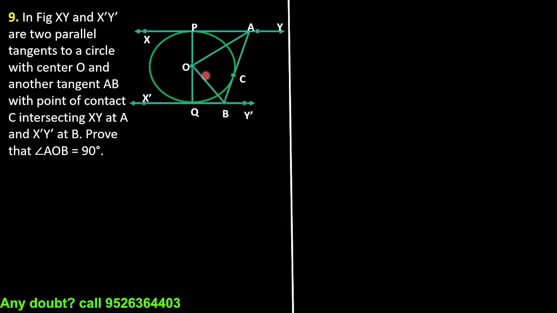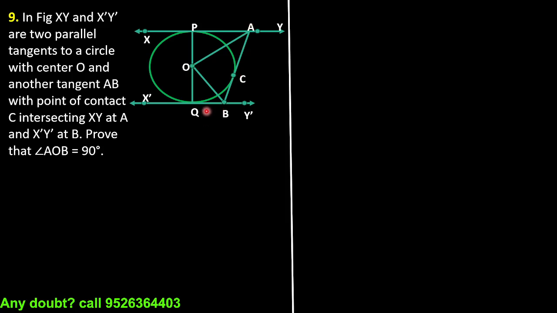So have you understood the question? I will explain again. XY is the first tangent. Look at this picture. XY is the first tangent touching at the point P. X'Y' is the second tangent to the circle, parallel to the first tangent, touching at Q. AB is the third tangent touching at C. Clear? We have to prove that angle AOB equals 90 degrees.